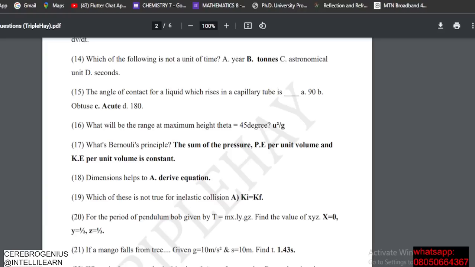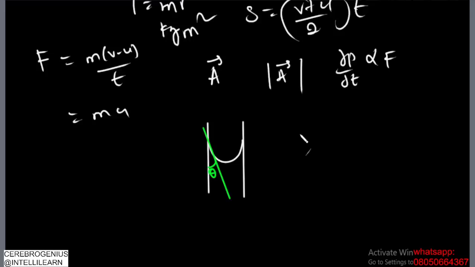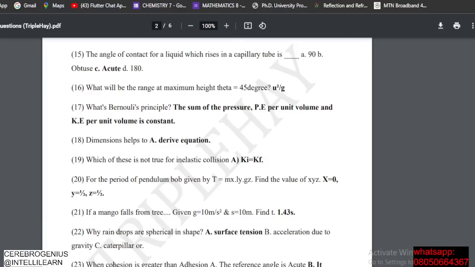So the next one, what will be the range at maximum height? That means when the height is maximum, what will be the range? Height is what? u square sine square theta over g. This is height. So when the height is maximum, that means you remove this, right? So let me check the option again. It says u square over g.